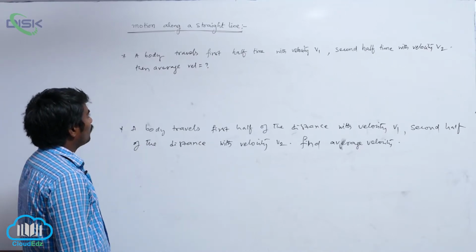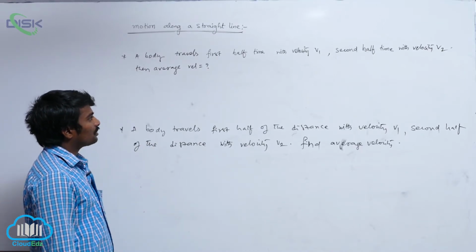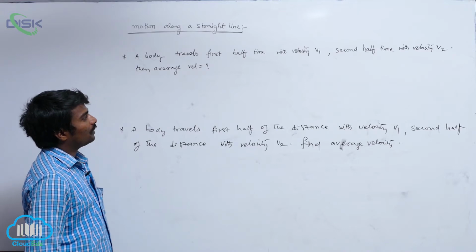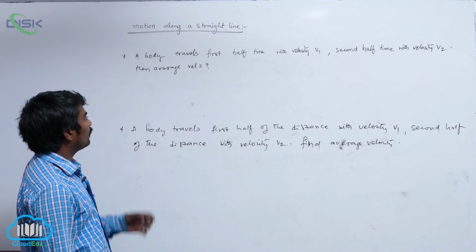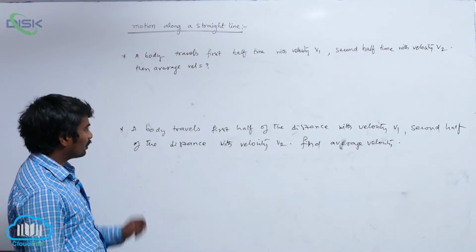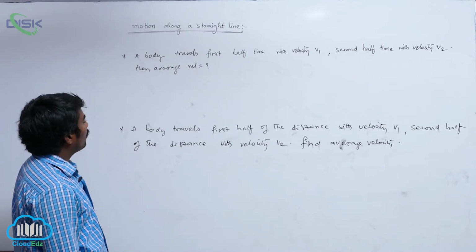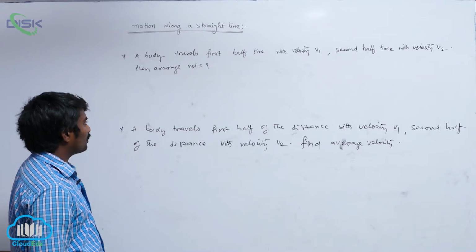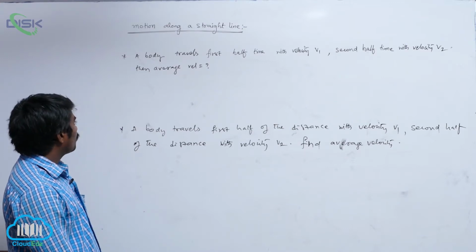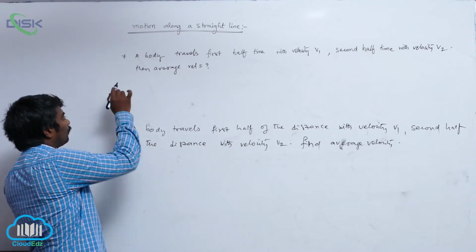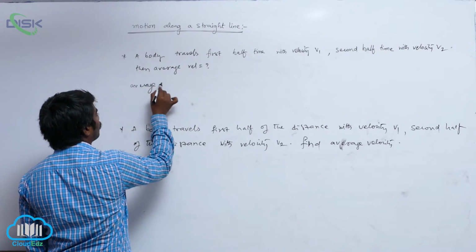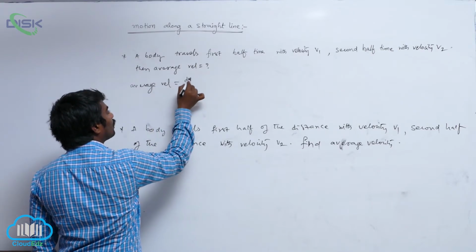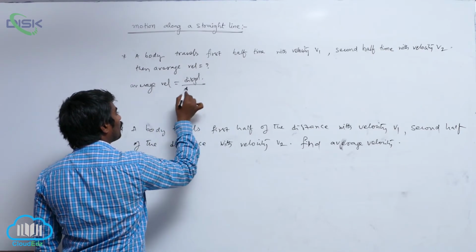A body travels first half time with velocity v1, second half time with velocity v2 in a particular direction. Then what is the average velocity? So I told you one formula for average velocity, which is equal to displacement by time taken.